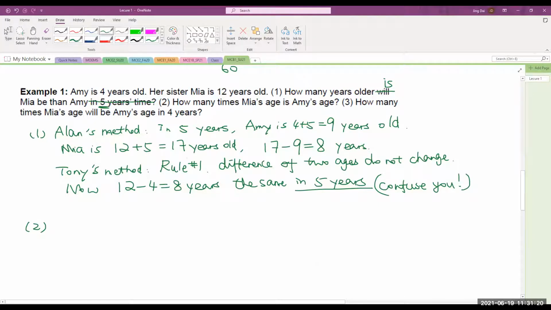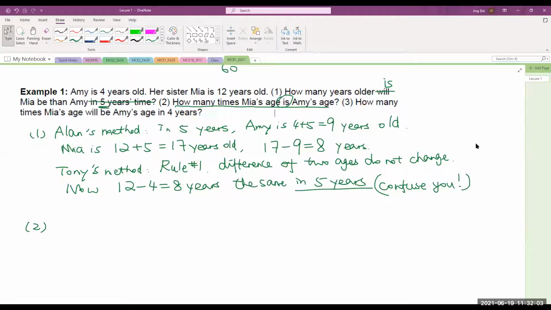Yep. So when they say how many years will Amy be in 5 years' time? No. We're in here. How many times Mia's age is Amy's age? How many times? What are we going to do? So that means Amy's age is going to double. No, this is not in 5 years. It's in present. Now, we know now Amy is 4. Mia is 12. How many times Mia's age is Amy's age? So this is basically the ratio question.